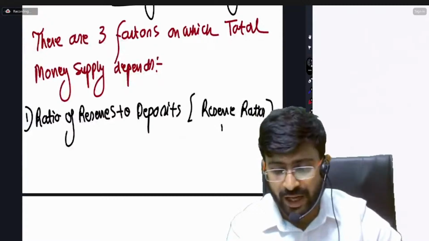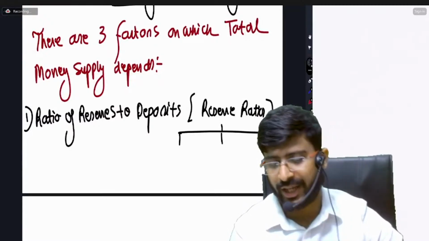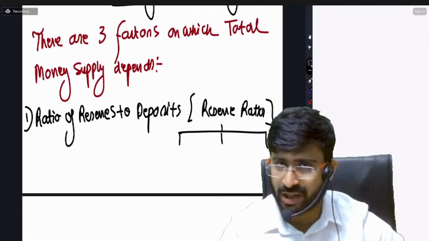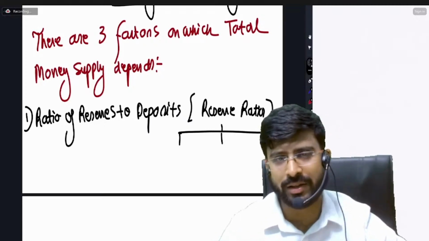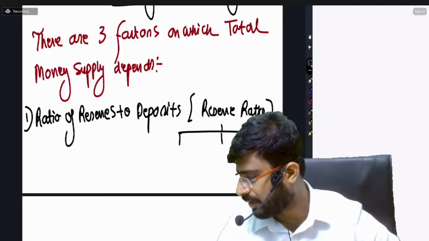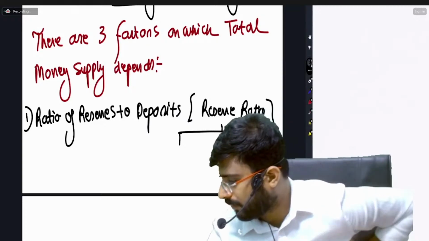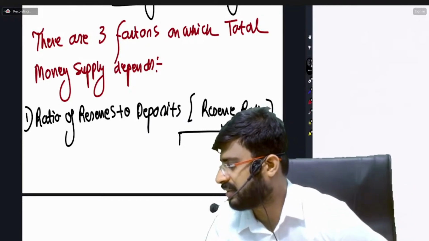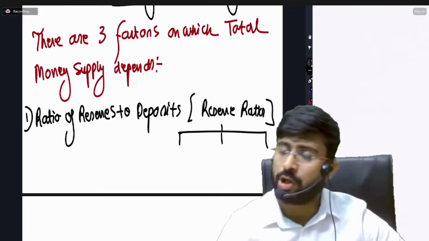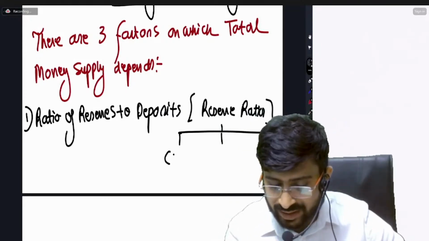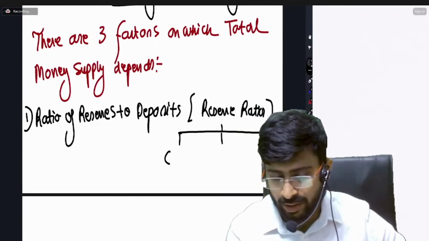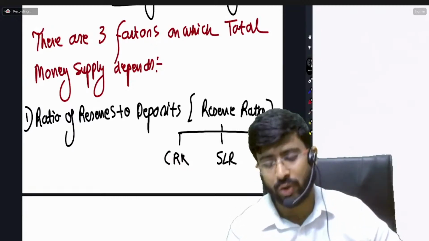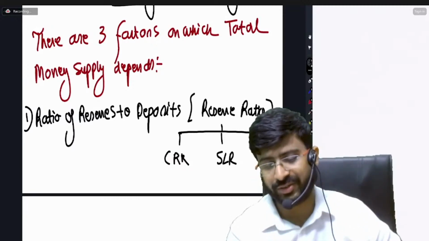And how many types of reserves are there? You all know there are three types of reserves. Can anyone tell me what they are? Yes, Anuj, commercial banks can hold excess money. So yes, very good. One is the cash reserve ratio, another is the statutory liquidity ratio, and one is extra reserves.